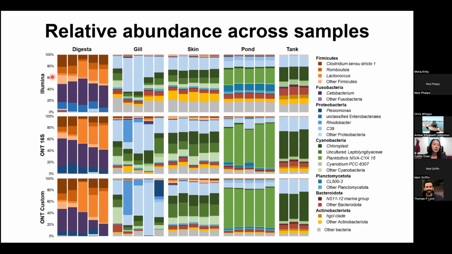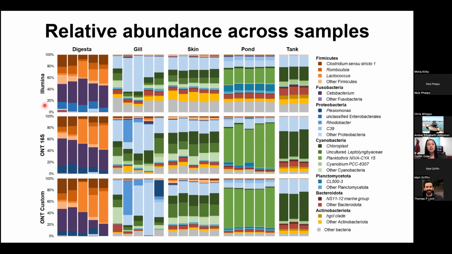So if you just looked at the phylum level, it would look pretty consistent. Like if we're looking at digesta, the Firmicutes are the most abundant in some of these samples, otherwise it's Fusobacteria. But when you get to the genus level, you start to see some differences. So for example, here you see a lot more of this Rhodobacter than you do in the nanopore data, where Plesiomonas is the most predominant Proteobacteria genus. So you can see that there are some consistencies, but really it's quite different between the nanopore and the Illumina.